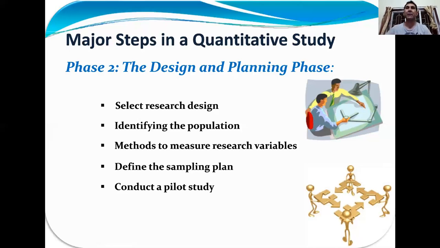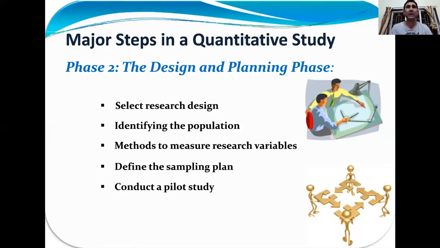The experimental study design is further divided into three types. One is called the randomized controlled trial study design. The second one is called the quasi-experimental design, and the other name of the quasi-experimental study design is the cause and effect study design. And the third one is called the community trial, the community experimental study design.